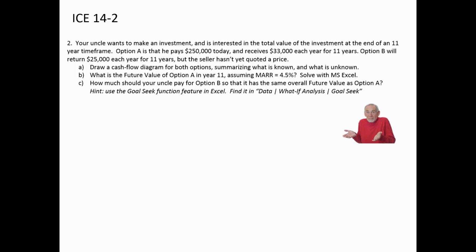So in this example, let's imagine that your uncle is making an investment, and your uncle has an 11-year time frame. Option A for your uncle is to spend $250,000 today and then receive $33,000 each year for 11 years. Option B, instead of returning $33,000, option B returns $25,000 each year for 11 years. But the seller hasn't told your uncle yet what will be the price of option B. And so what your uncle wants to know is how much should he pay for option B in order to have it be equal to the total future value of option A.